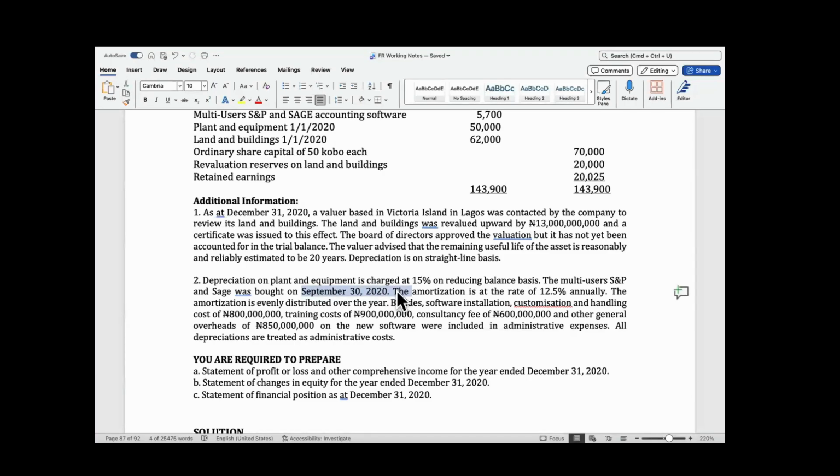So, that's because they said the amortization is evenly distributed over the year. That means you're supposed to prorate amortization. But if they have told you that the entity charges amortization on a full year basis, which means that even if you buy the asset during the year, you still charge full year depreciation, in that case there won't be need to prorate. When they tell you that it's evenly distributed, they really want you to prorate. We saw a question like that previously.